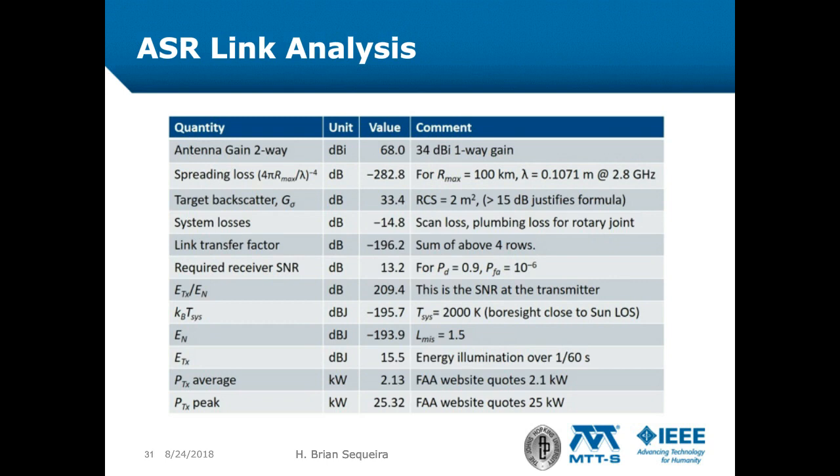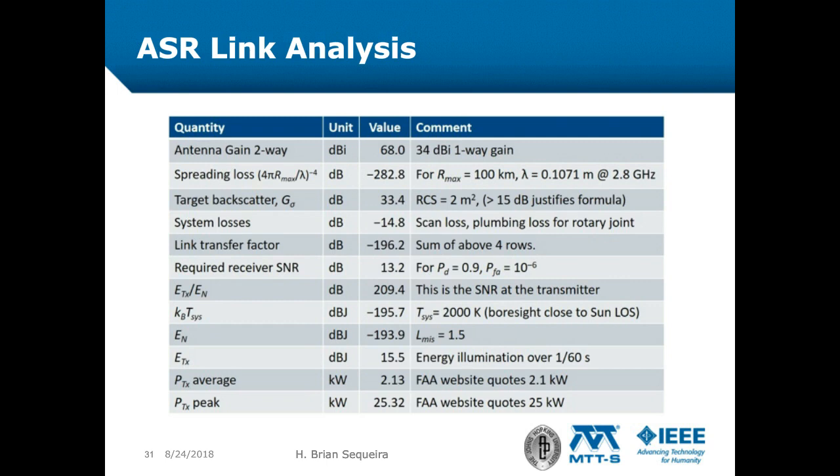And in fact, when you take into account the sum of all of those factors, it comes out to 196.2 dB. In order to detect a small target at maximum range with 90% probability of detection and 1 in a million probability of false alarm, we need an SNR of 13.2 dB at the receiver. So the ratio of transmitted energy to receiver noise energy is 209.4 dB. So the transmitter must exceed the noise energy at the receiver end by that large number.